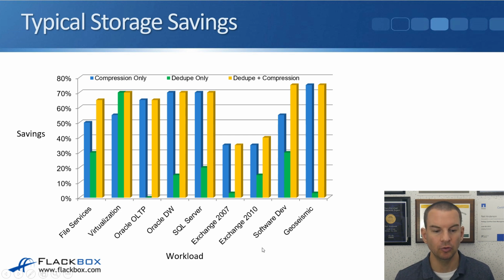And then if we look at virtualization, when you're using virtualization, typically you're going to have a lot of virtual servers that are running the same operating system and the same applications. This is true if you're in a VDI environment as well. So in that case, there's a lot of duplicate data. That's why you'll get really good savings from deduplication there. Also, the data is highly compressible as well. So really, it just depends on the particular workload how much space savings you're going to get from deduplication and compression.